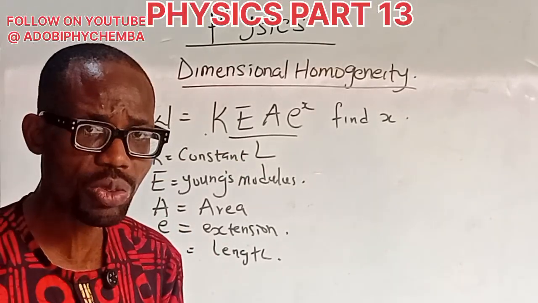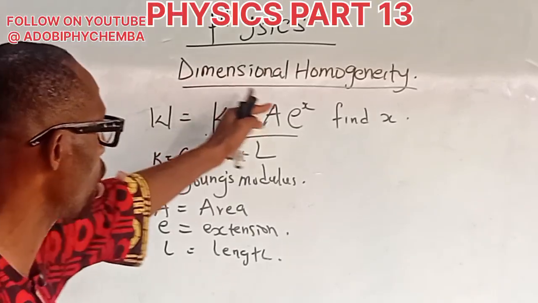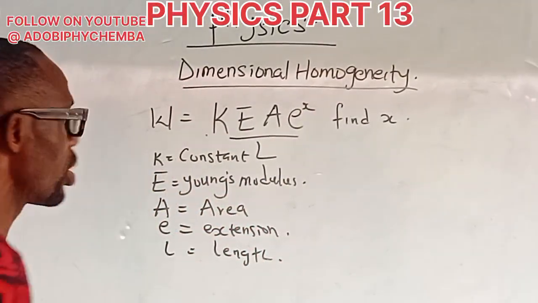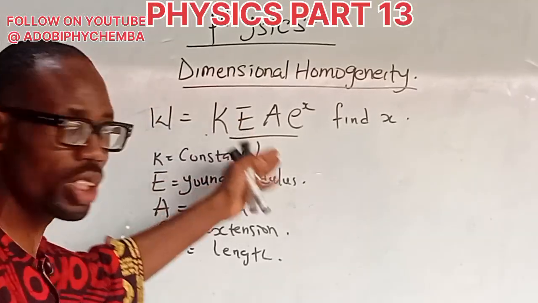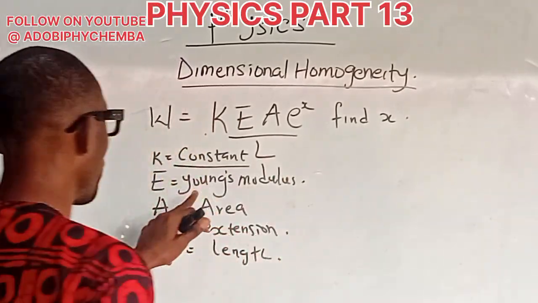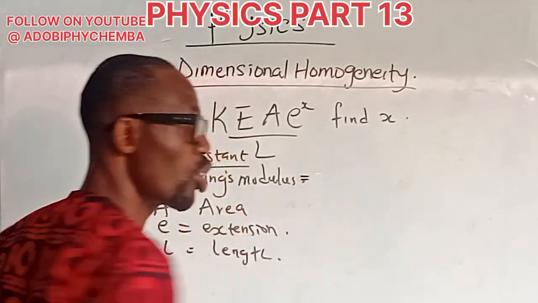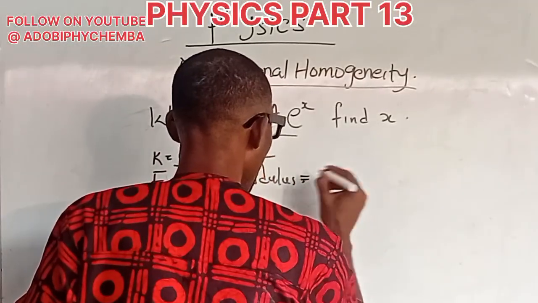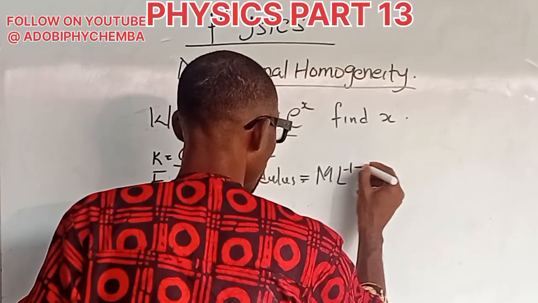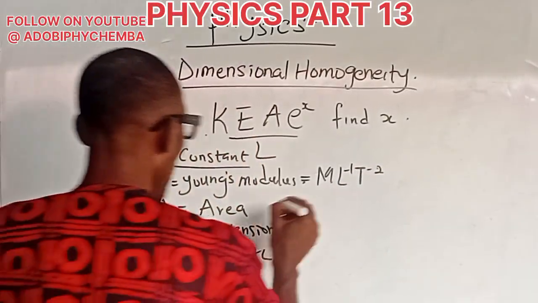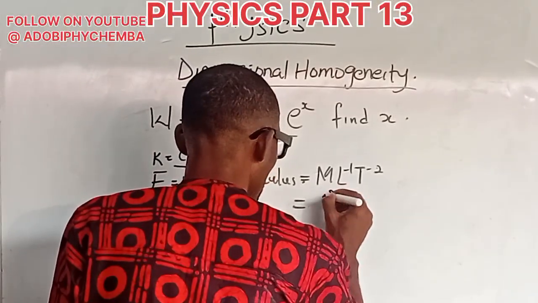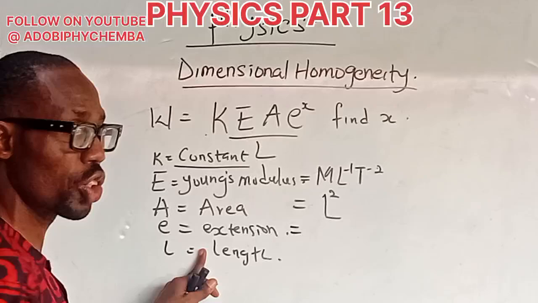I told you in the previous video, how do we solve questions like this in dimensional homogeneity? What we need to do is to represent each of these quantities with their dimension. K is a constant, so there's no need to work with K. Young's modulus dimension is M L raised to power minus 1, T raised to power minus 2. What is the dimension of area? Length times breadth, which will be L raised to power 2.